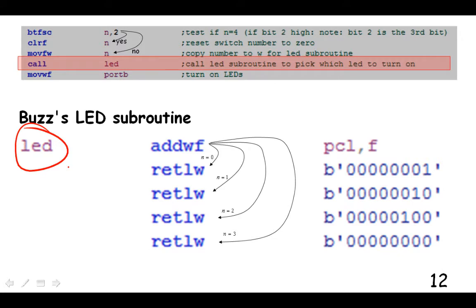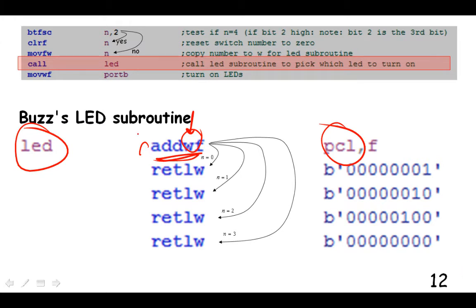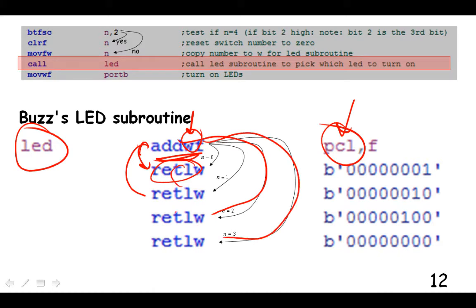And what that does is it adds whatever is in the working register to the program counter. So if there's a 0 in the W register, then it doesn't add anything to the program counter, and you just go to the next statement. But if there was, say, a 1, if n was equal to 1, well, then it's going to add that to the program counter and skip over this next one. And if n is equal to 2, you see what's happening. It's skipping over these 2. And if it's 3, it skips over those 3.